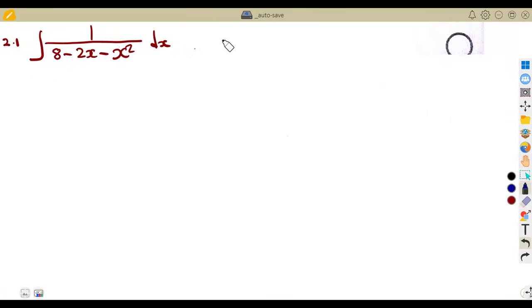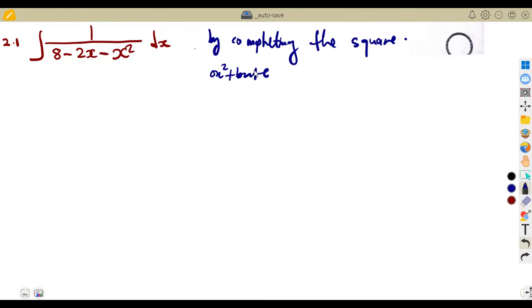So we are going to complete the square. So by completing the square, we have this quadratic expression that we can write in the form of ax squared plus bx plus c. Remember our format of the quadratic expression. So this is going to be minus x squared minus 2x plus 8 is equal to, all right. So what are we going to have?